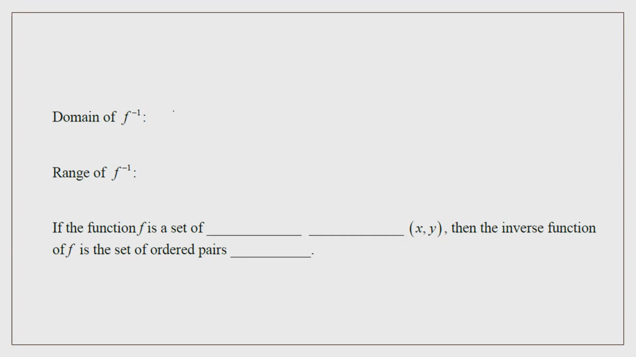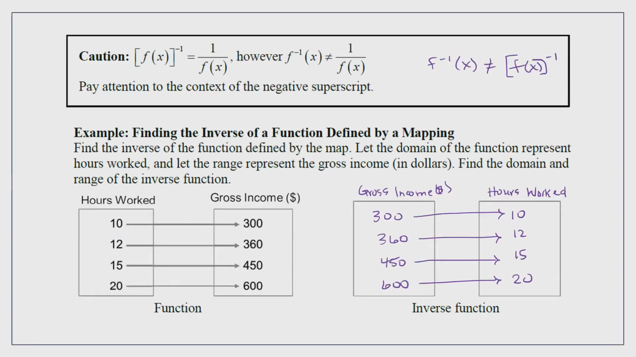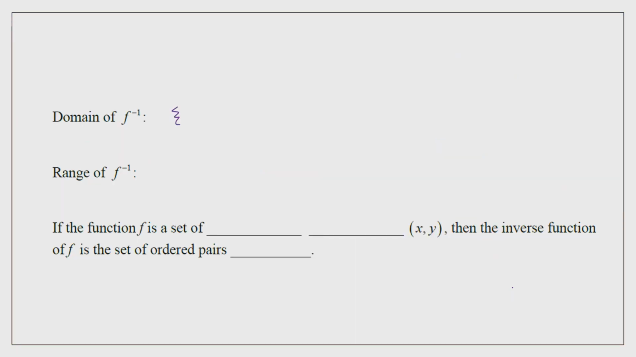Okay. So using this, we can now state the domain of our inverse function and the range of our inverse function. So the domain is going to be all the values in our first grouping here. That's going to be our domain. And the second grouping here, the hours worked, will be our range. So that would be 300, 360, 450, and 600. Our range would be 10, 12, 15, and 20.